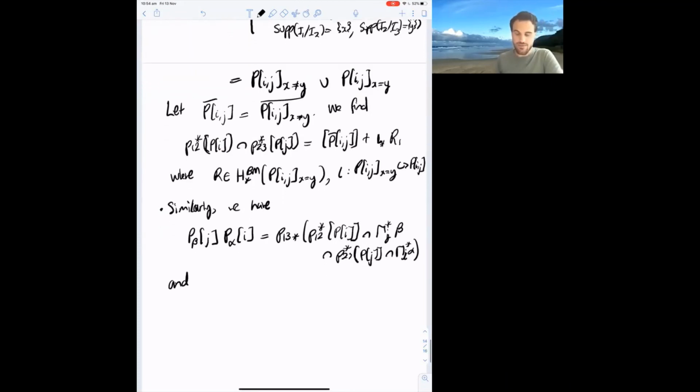And we also have a similar expression for, yeah, I've totally got my indices the wrong way around, I think, here. Yeah, this is okay. Yeah, so I should be writing pj, maybe.